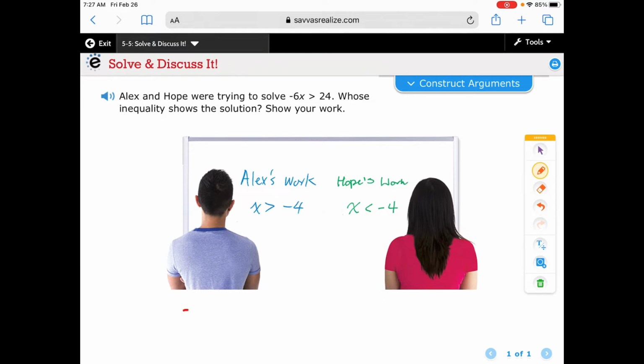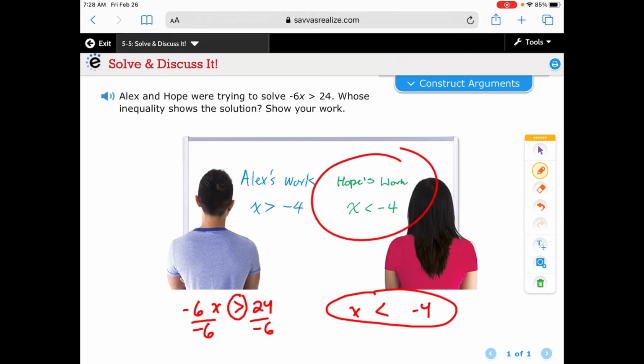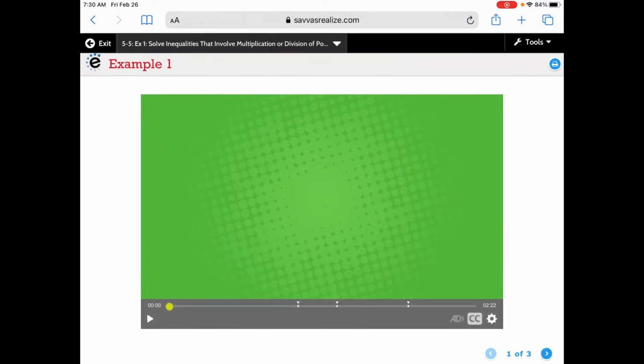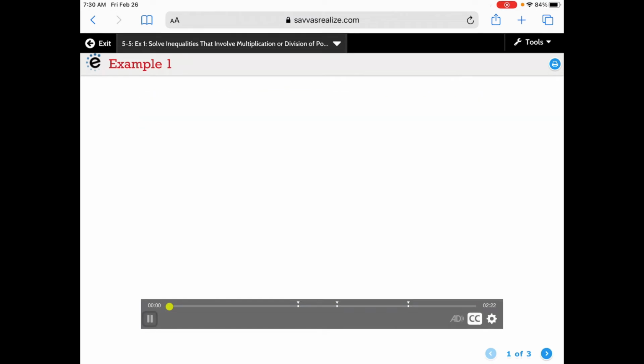But here's what we're going to learn today, and this is the biggest difference between adding and subtracting to solve inequalities versus division and multiplication. We're going to go about it like we would with an equation. So we do get negative 4 as they say, but when you're dividing or multiplying by a negative number or a negative coefficient with the variable, you have to flip the sign. With that being said, we flip the sign and we can see that Hope's inequality would be correct. Alright, let's turn over to page 290 for example 1.